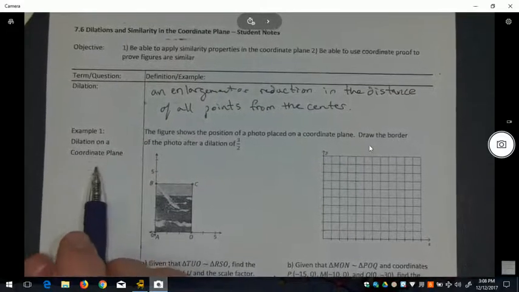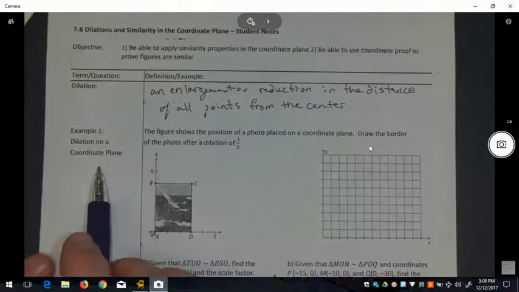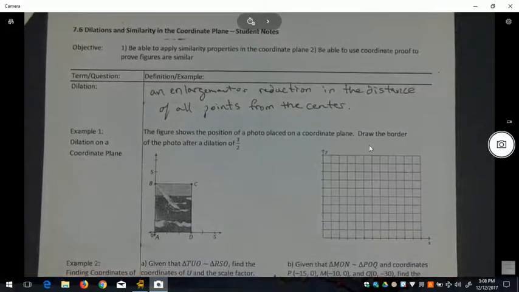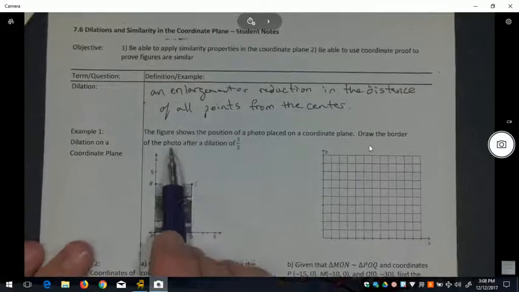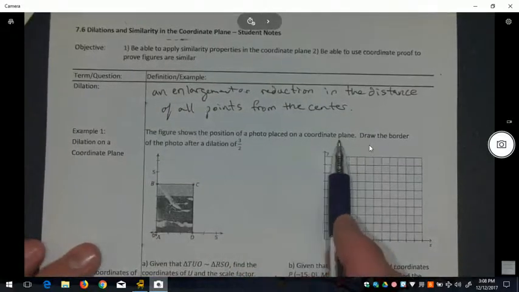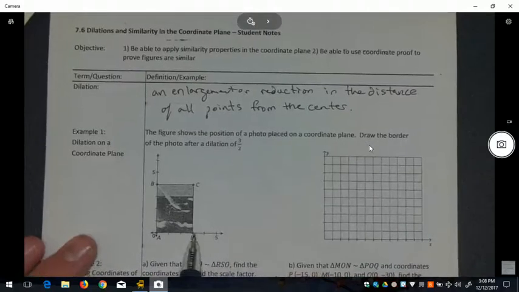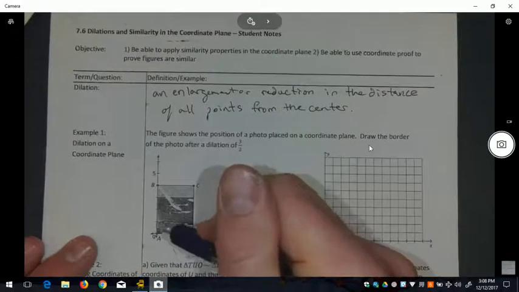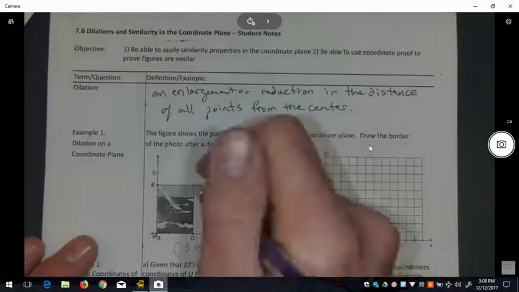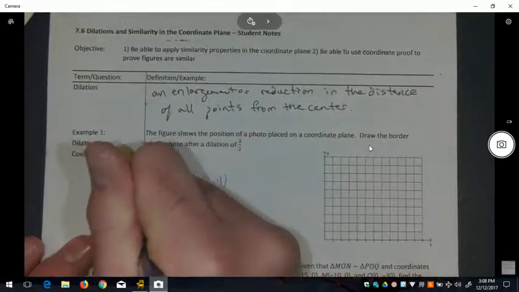Example 1, the dilation on a coordinate plane. We've done this before, it's just a little bit different here. It's actually not much different at all. The figure shows the position of a photo placed on the coordinate plane. Draw the border of the photo after a dilation of 3 halves. This point is currently at 3, 0. This point is currently at 3, 4, and this one's at 0, 4.